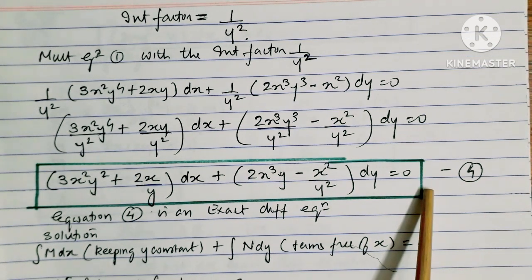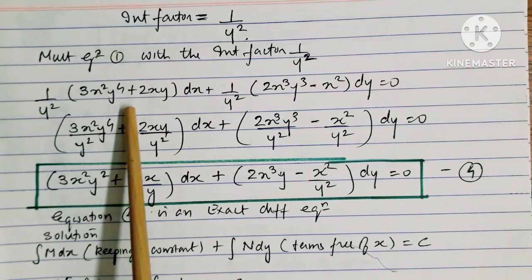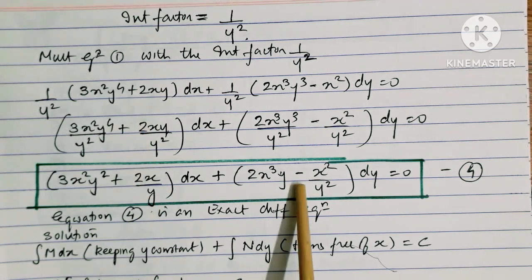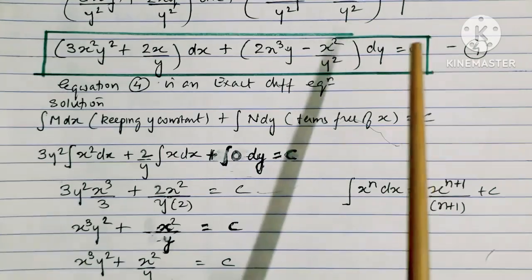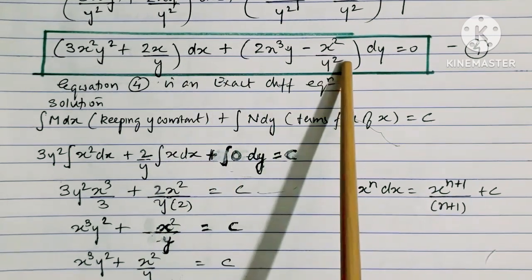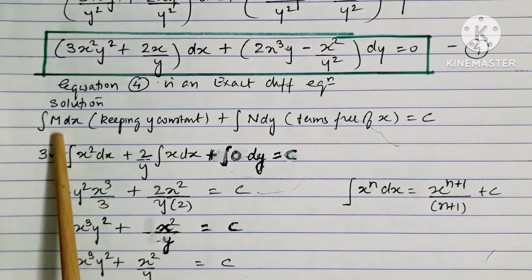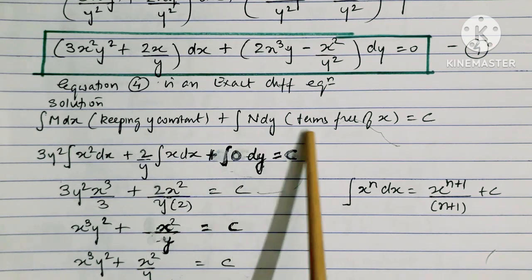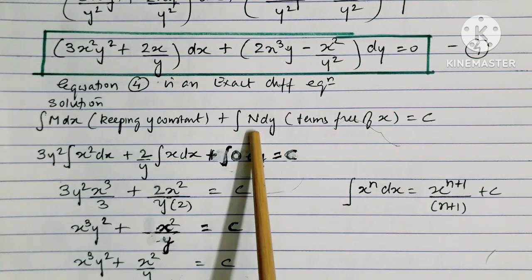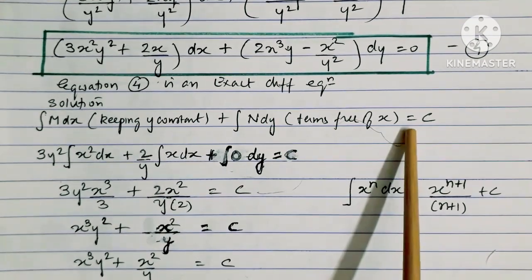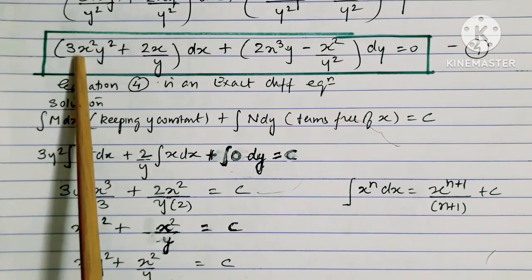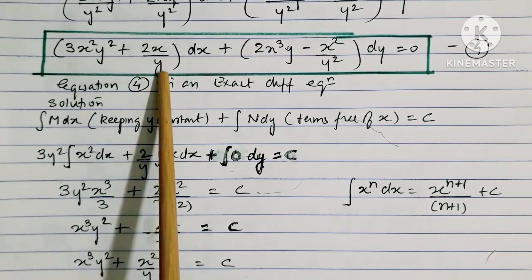Now equation 4 is obtained by multiplying equation 1 with the integrating factor. Therefore, equation 4 is now an exact differential equation. The solution to this exact differential equation is integral m dx keeping y as constant plus integral n dy and integrating only those terms in n which are free of x is equal to some constant c. Now m is equal to 3x square y square plus 2x upon y.